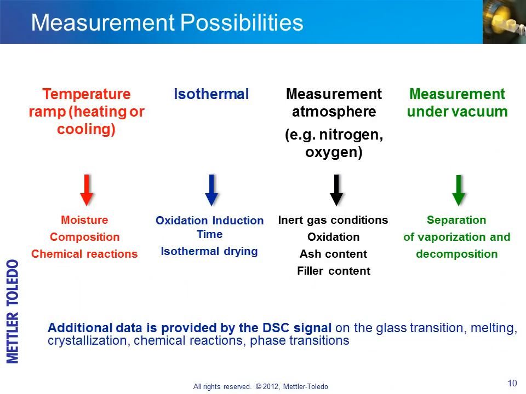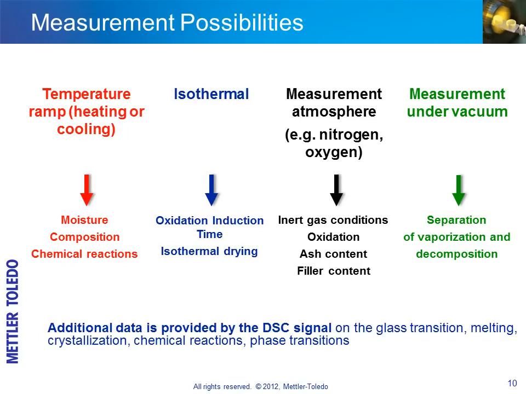The next slide shows some of the different measurement possibilities that the TGA DSC technique offers. TGA DSC measurements can be performed dynamically using a linear temperature ramp or isothermally. Temperature ramps are used to investigate temperature-dependent processes such as the loss of moisture, composition, and chemical reactions.